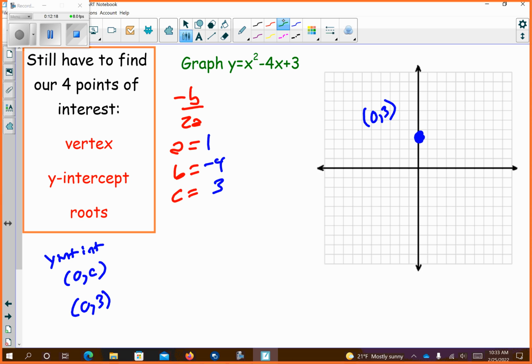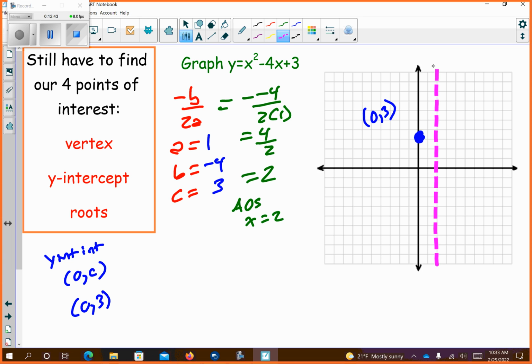But that's just a point that exists on our graph, and that should be relatively simple. And then I'm going to use negative b over 2a, so negative 4 over 2 times 1. Negative negative 4 is positive 4. 2 times 1 is 2. So I'm going to get 2. That's my axis of symmetry: x equals 2. So my axis of symmetry at x equals 2 is right here.